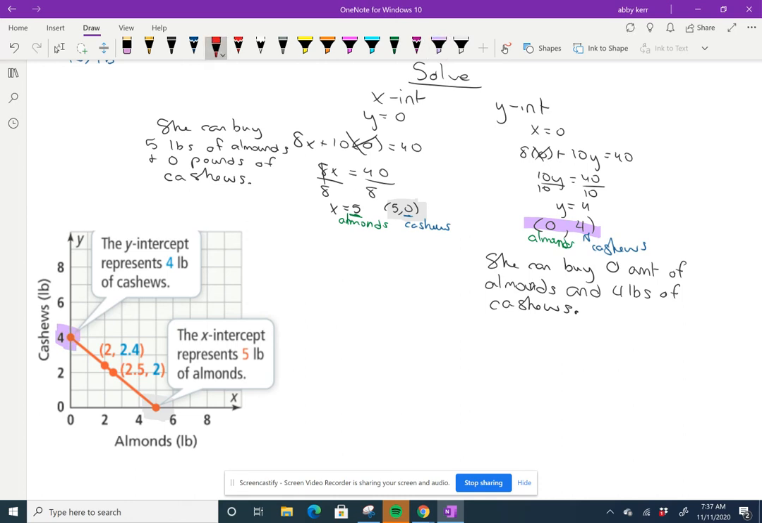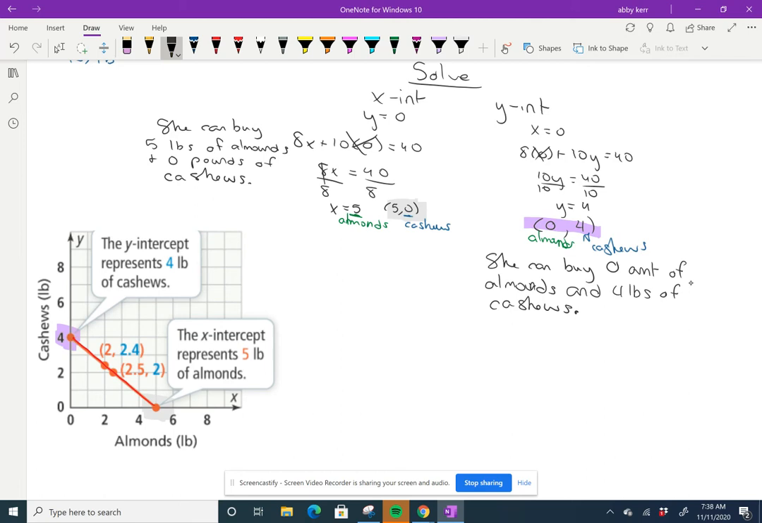Now, if you notice what the book did, the book drew the line. Now, it did not extend the line into the second quadrant or the fourth quadrant because we're talking about a real life situation here. And we can't have negative cashews and we can't have negative almonds. So the combinations here are only for how much money she has. She has $40 to spend.